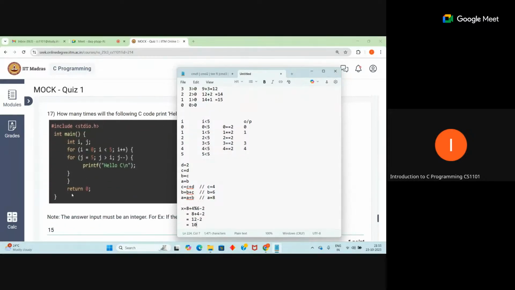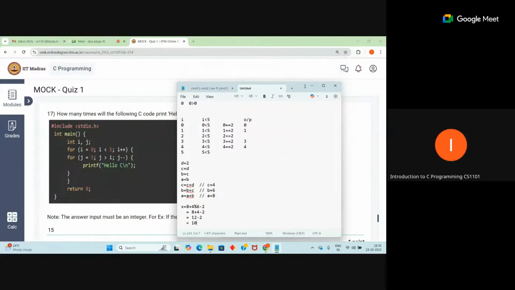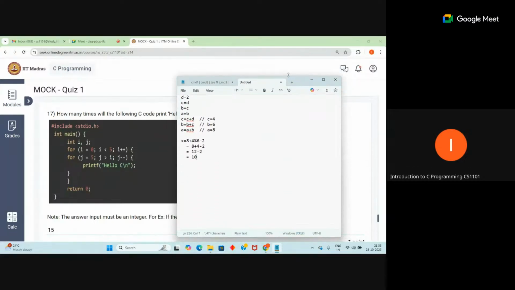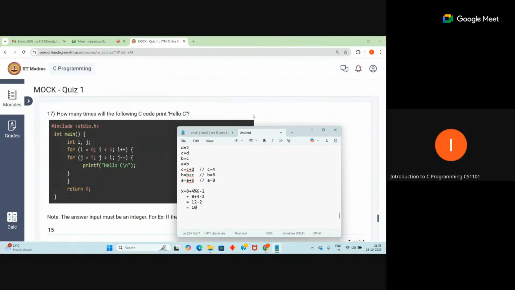Okay. How many times will the following C code print hello C? How many times is hello C executed?